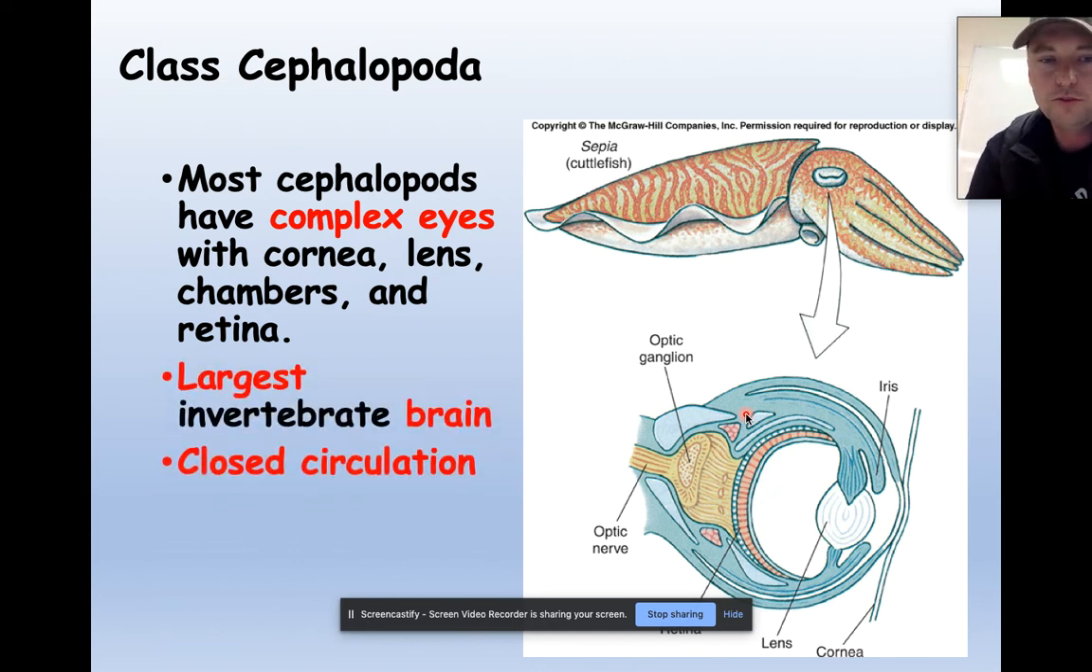So again, they have one of the largest invertebrate brains. And as you heard Hank say in the video earlier, not only is their brain specialized with different regions for different functions, but also every tentacle has these receptors that are able to integrate and figure out the external environment.